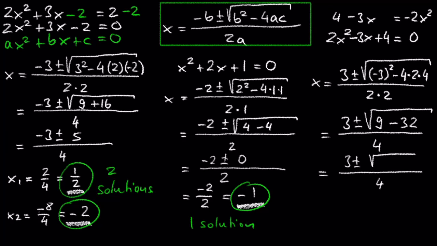9 minus 32 is negative 23. Because we can't take the square root of a negative number, and because we haven't studied the topic of complex numbers, we can say that we have no solution for this problem.